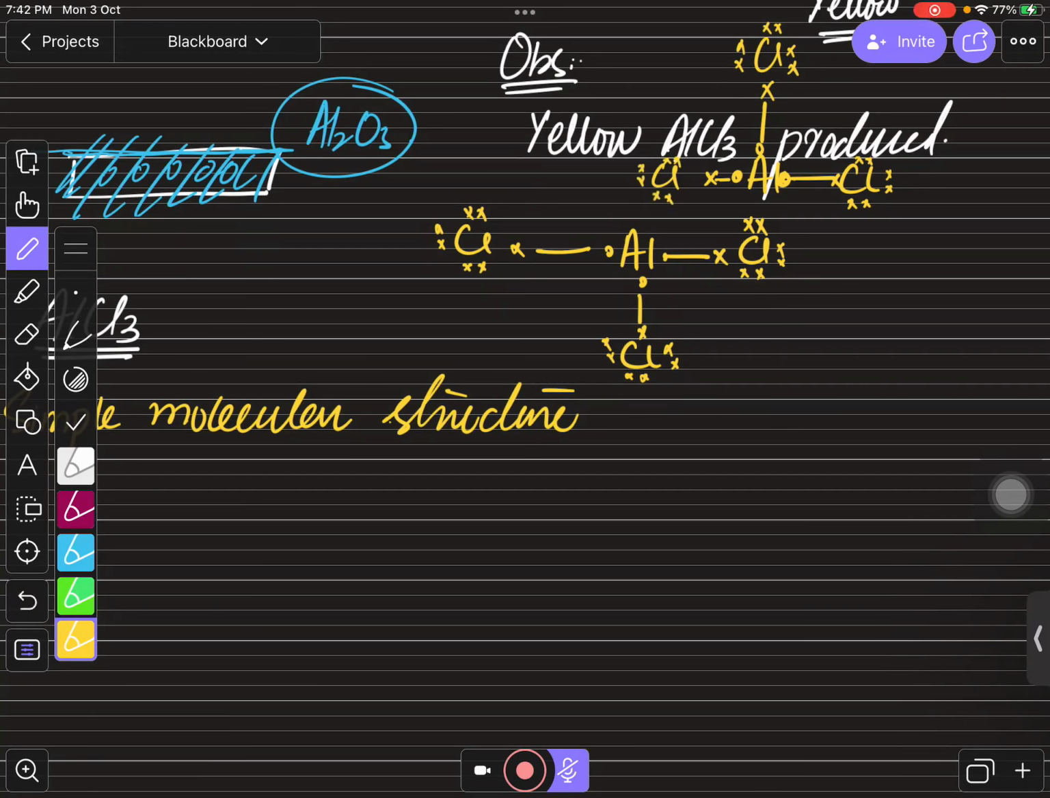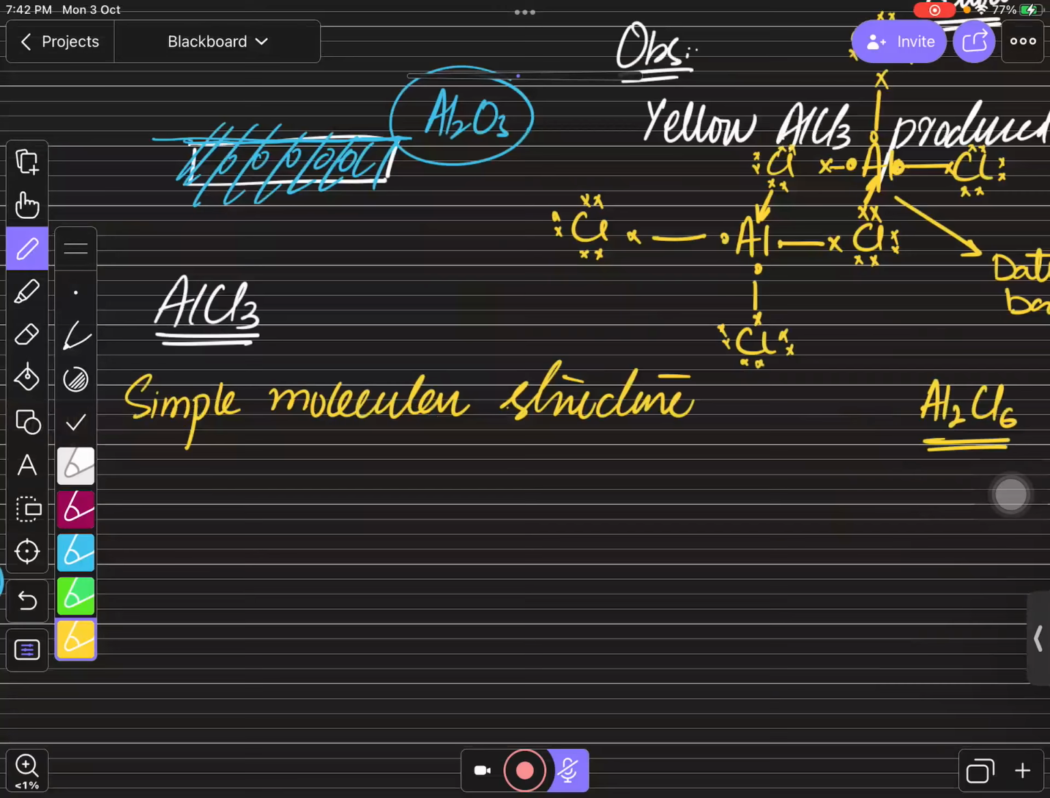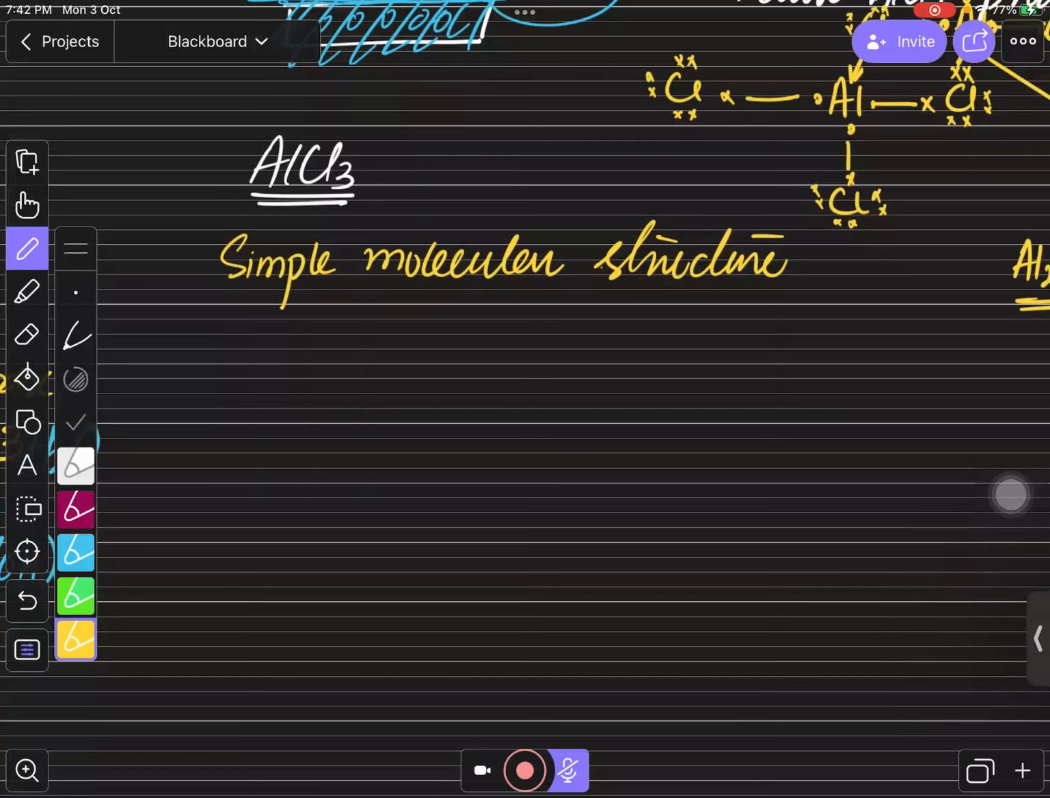The lone pair of this chlorine will be donated to the aluminum, and the lone pair of this chlorine will be donated to the aluminum. In this way, it will form Al2Cl6, which is a very consistent question in the exam, and this is actually a dative covalent bond. This is a dative bond when one-sided sharing happens. So it is very important to discuss aluminum chloride.